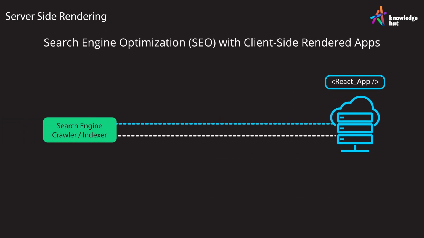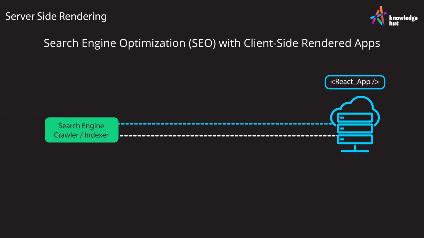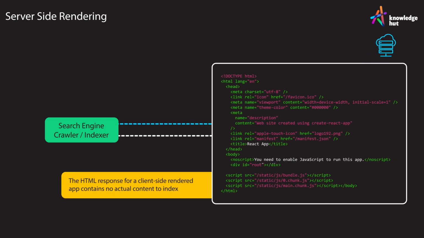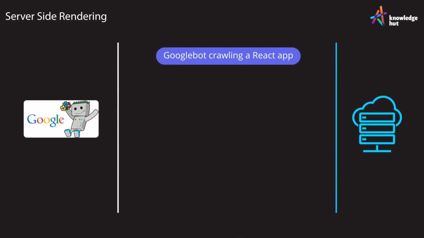The second problem relates to search engine optimization and content indexing by crawlers and search engines. I mentioned earlier that React apps are inherently client-side rendered. This means that if you look at the contents of the page in the browser, there's nothing to see because the content is rendered on the client and is purely dependent on the execution of the React app in the browser. As an illustration, let's understand how Google indexes a client-side rendered React app.